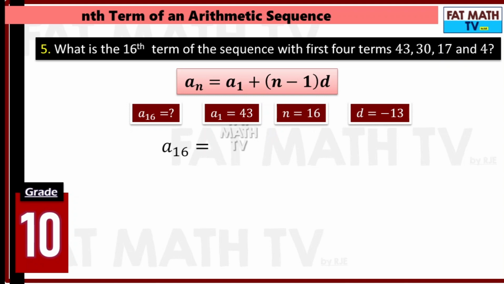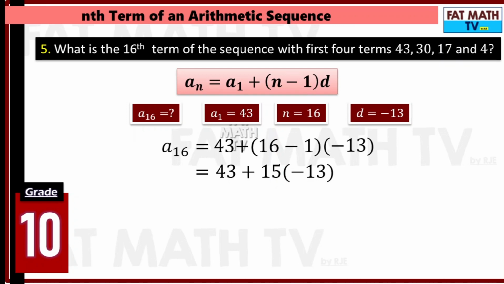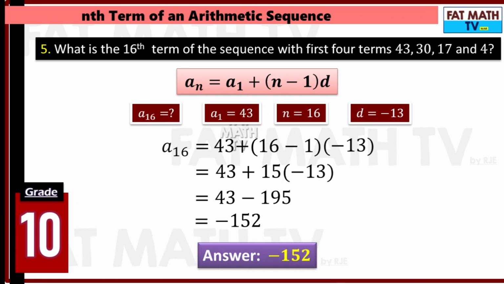Use the formula. So a sub 16 equals a sub 1, 43, plus n minus 1. That's 16 minus 1 times d, negative 13. 16 minus 1 is 15. 15 times negative 13 is negative 195. And 43 minus 195 is negative 152. So the 16th term is negative 152.